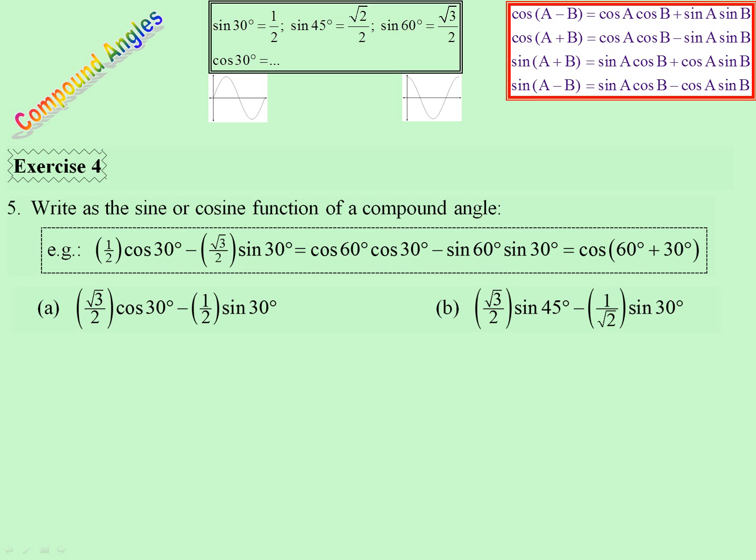Right, a bit more calculation here. Write a sine or cos function of the compound angle. Root 3 over 2 cos 30 minus half sine 30. That we recognize, special angle ratio, so we can do that. Let's write cos 30, sine 30, sine 30, which gives you cos of 30 plus 30.